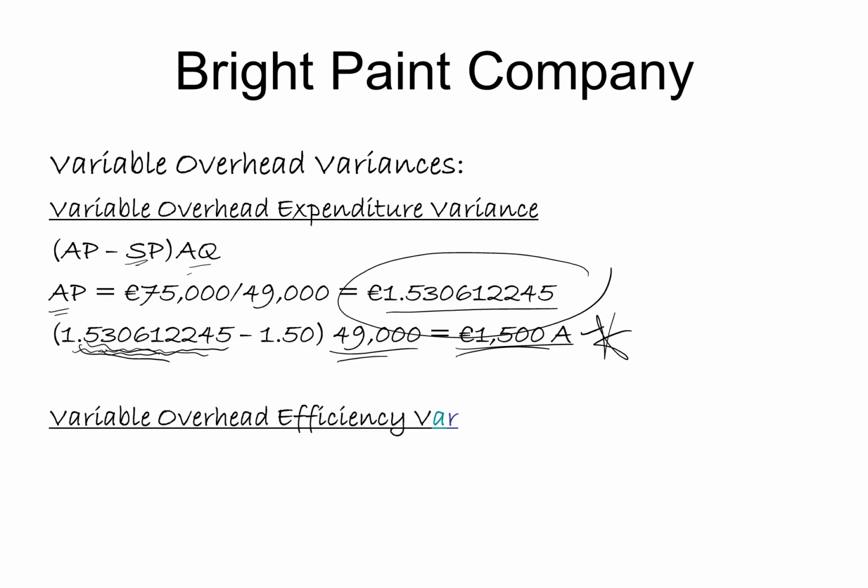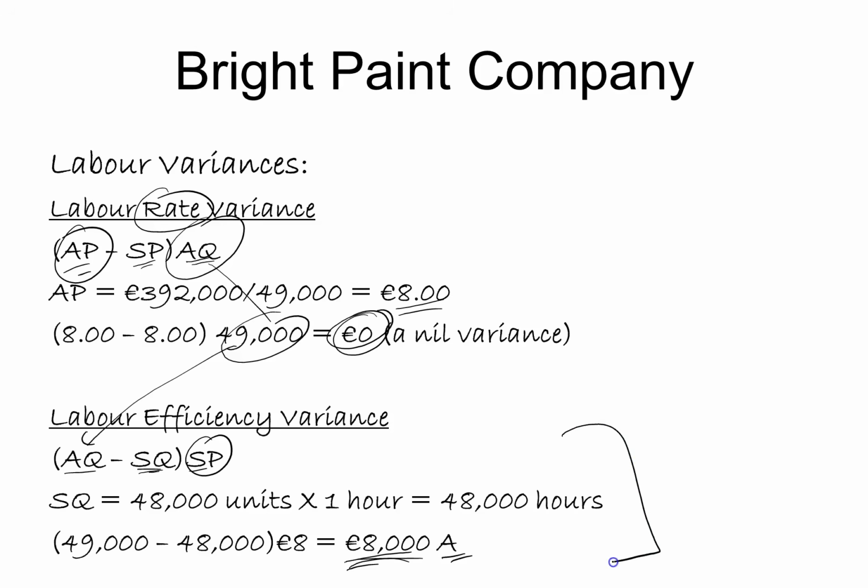Now what I need is my variable overhead efficiency variance. Well, variable overheads vary with labour hours, so this is going to be very similar to the labour hours. The only thing that's going to be different is the price will be based on the variable overhead standard price. Of course, we have that at 150. Now, if we just go back here, we can see the calculations for the variable overheads, the labour efficiency variance, and we have actual number of hours 49,000, standard number of hours 48,000. So it's going to be the exact same here.